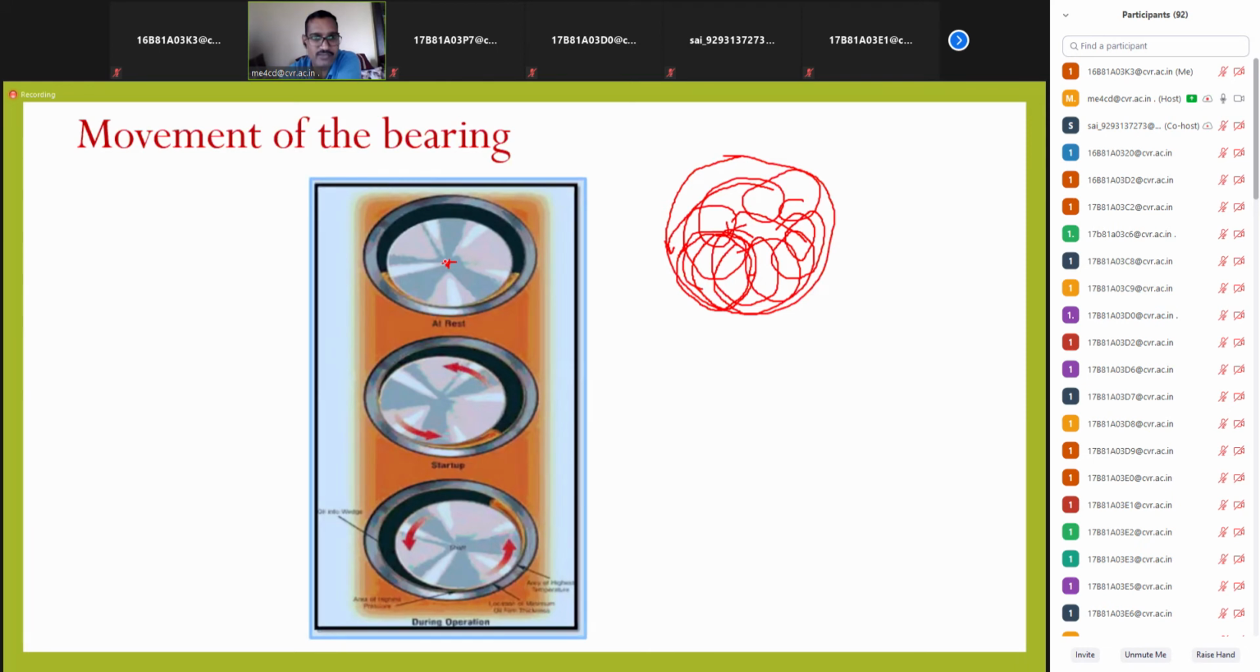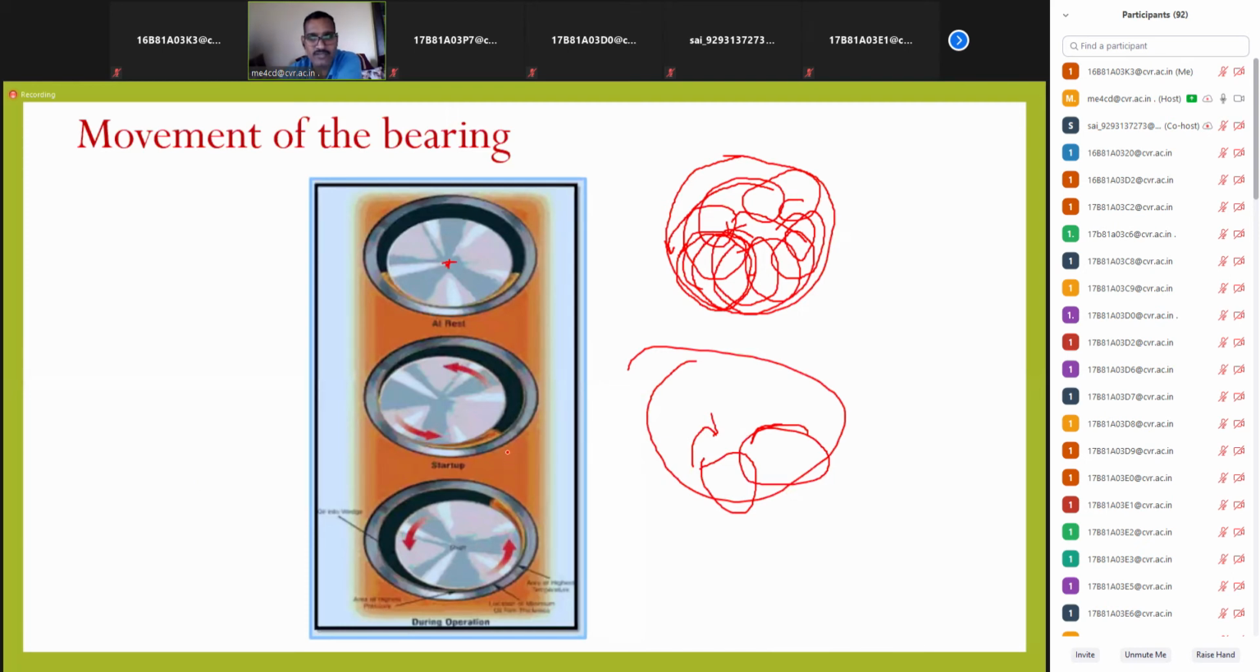In the first position, it is at rest. Afterwards, when it is starting, we are assuming the direction is anti-clockwise. If it is in the anti-clockwise direction, it will roll onto the anti-clockwise side. And if the rotation is in the clockwise direction, then it will roll here, right?